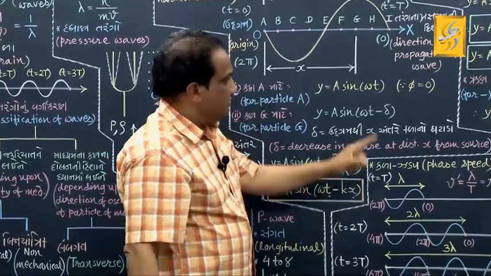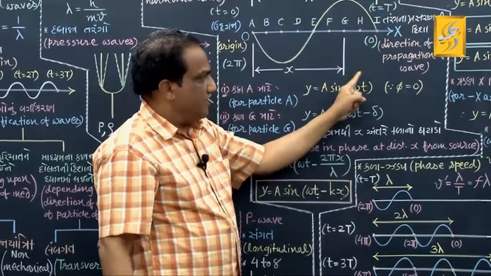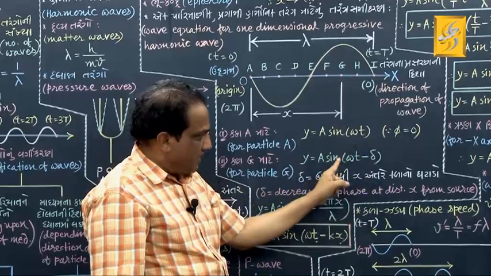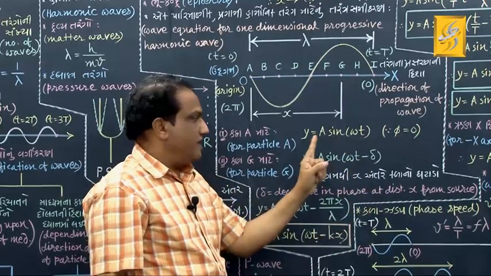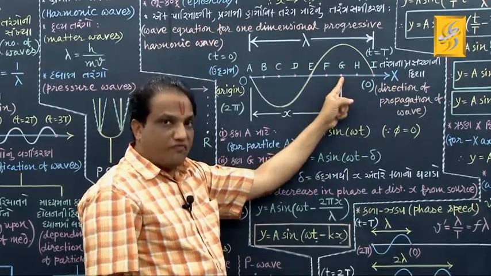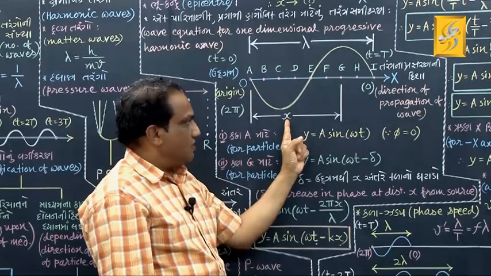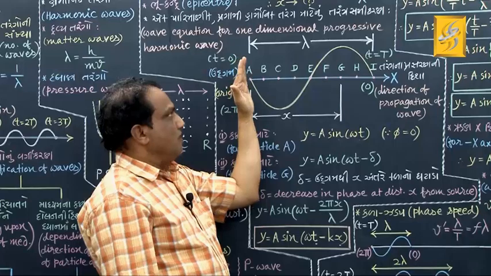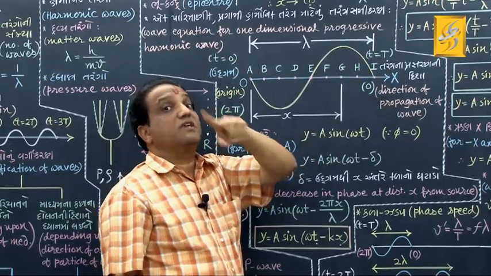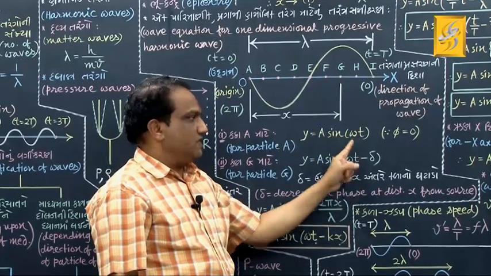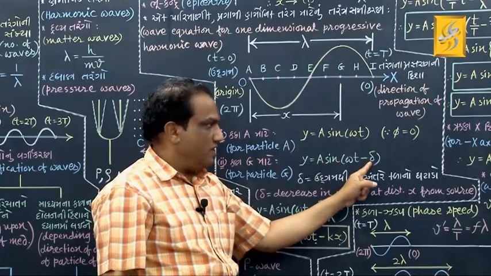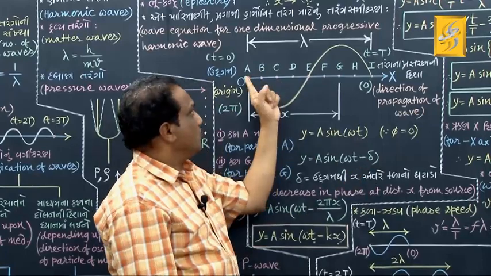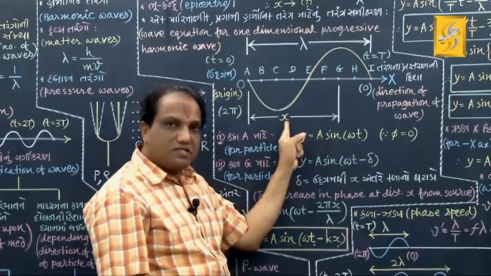Correct? What was this omega t? It was the phase of the first particle at time t. What is this omega t minus delta? It is the phase of particle g, or the phase of that particle which is located at distance x from the source at time t. And as you move away from the source, the phase decreases. That's why this phase is smaller than this phase by an amount delta. What was the delta? Delta was the phase difference between these two particles separated by distance x.